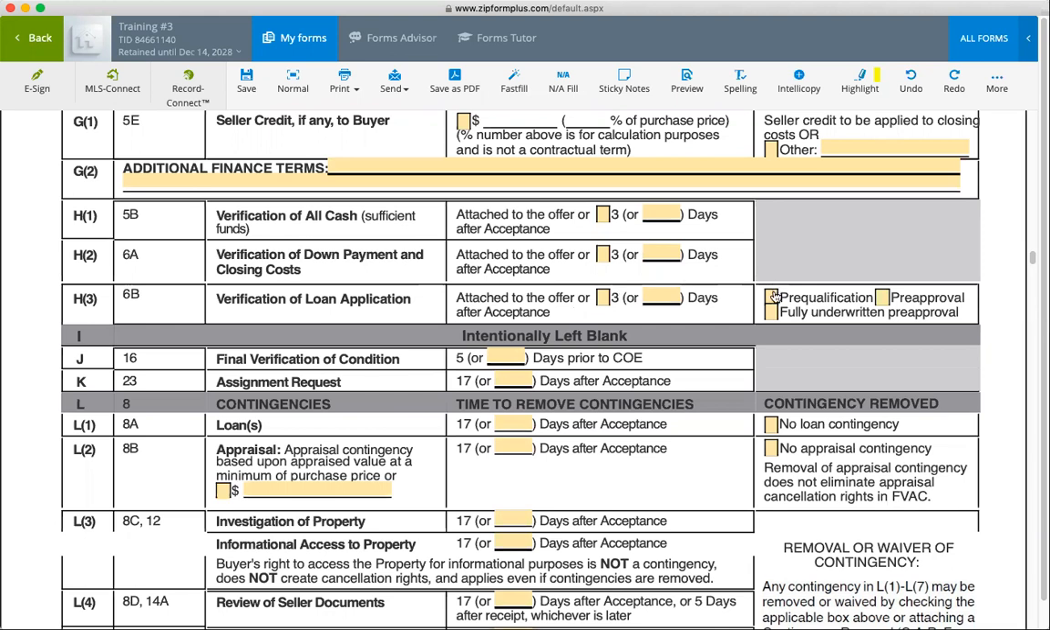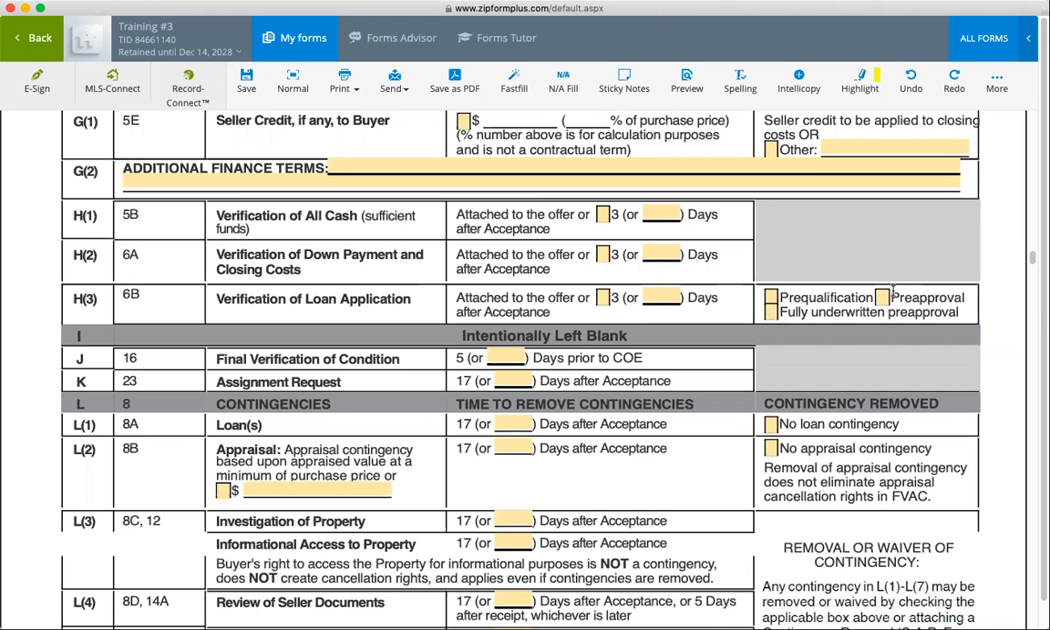There's 3 different things here over on this side. There's the pre-qualification letter, pre-approval letter, and a fully underwritten pre-approval. Obviously the fully underwritten pre-approval is the strongest of these 3 options. That would be where the buyer has submitted all of their credit information and employment information, and the lender has done their full underwriting package, and they've sent a pre-approval letter that's already fully underwritten. That would be clear in the lender's letter.